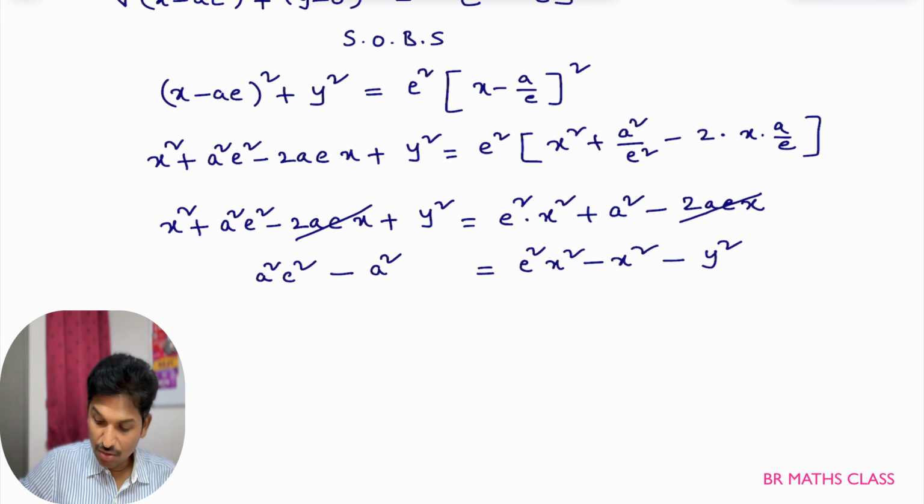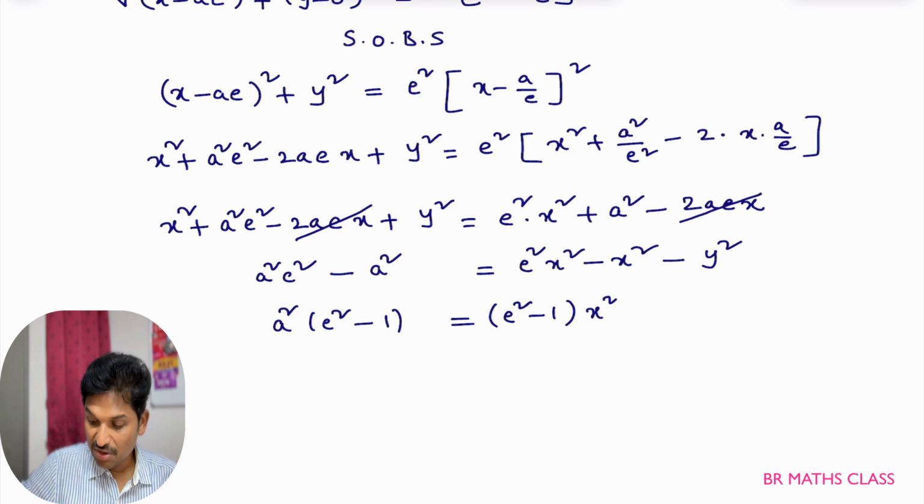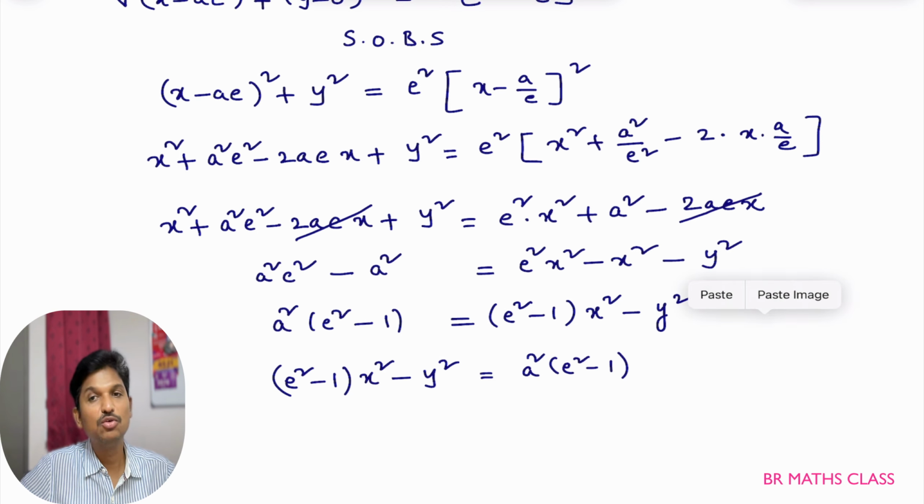Now, in the left hand side part, you take a square common. Then you will get a square into e square minus 1. In the right hand side part, in these two terms, you take x square common: e square minus 1 into x square minus y square. Now, e square minus 1 into x square minus y square equal to a square into e square minus 1. I can write like this just for our convenience. X equal to y, I have written as y equal to x.